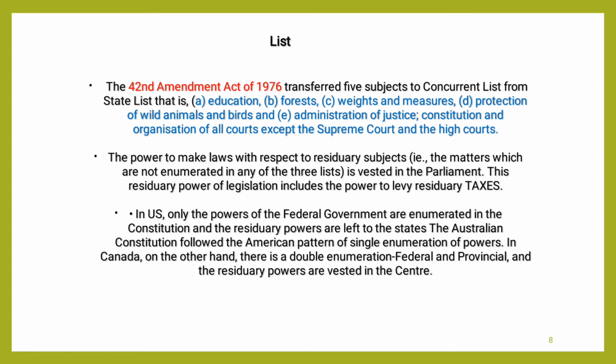Now remember the 42nd Amendment. This is also known as the mini constitution. Actually, a lot of changes took place in the 42nd Amendment. 5 subjects were removed from the state list.